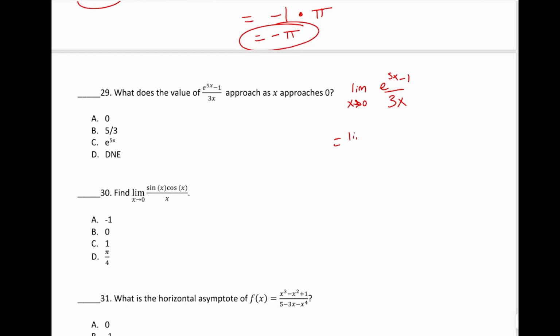So this will equal the limit as x approaches 0 of e to the 5x times 5 by the chain rule, divided by the derivative of 3x, which is 3. And now we can plug in 0. E to the 0th power is 1, so we just end up with 5/3.